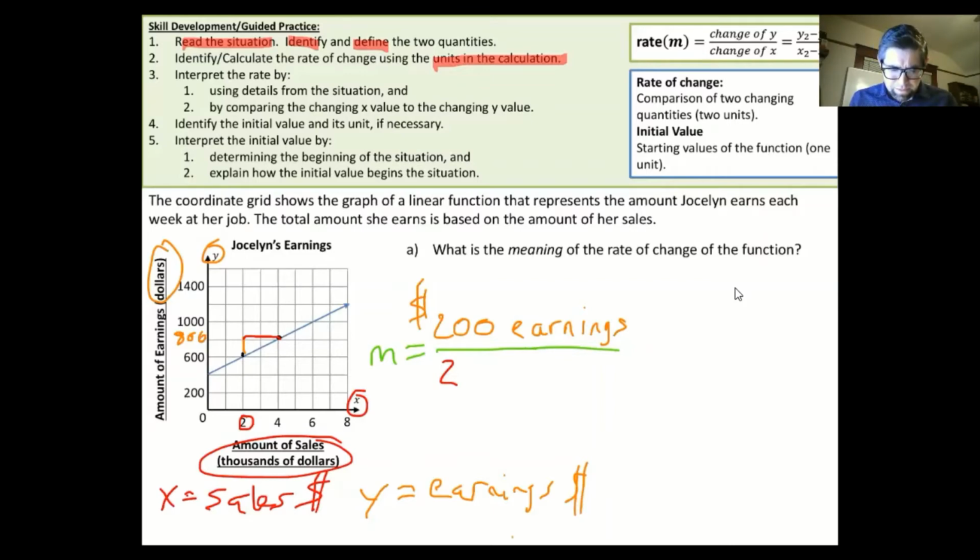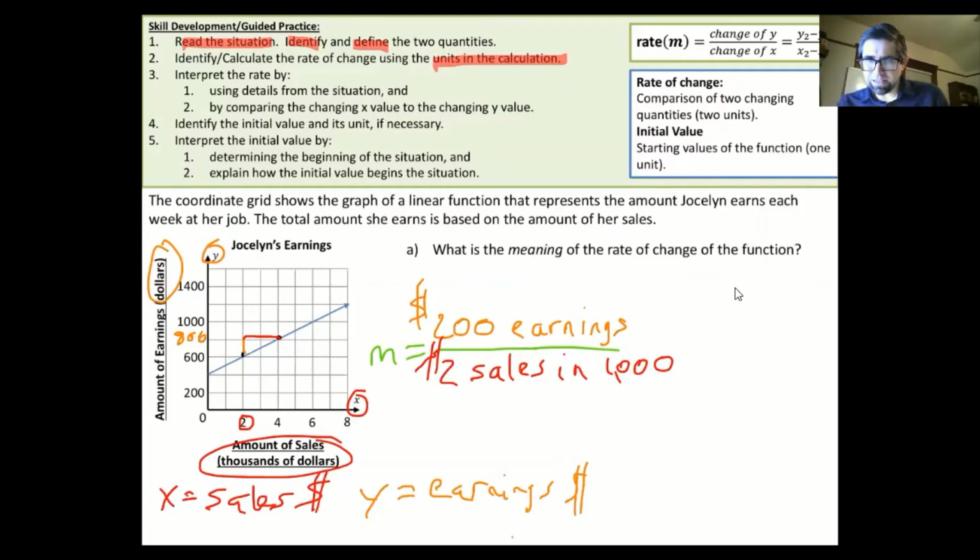But this time on the rate of change here, I'm going to write 2, and then I'm going to write sales in thousands, just to remind myself what I'm talking about here. So her earnings went up $200 and the sales went up $2,000.